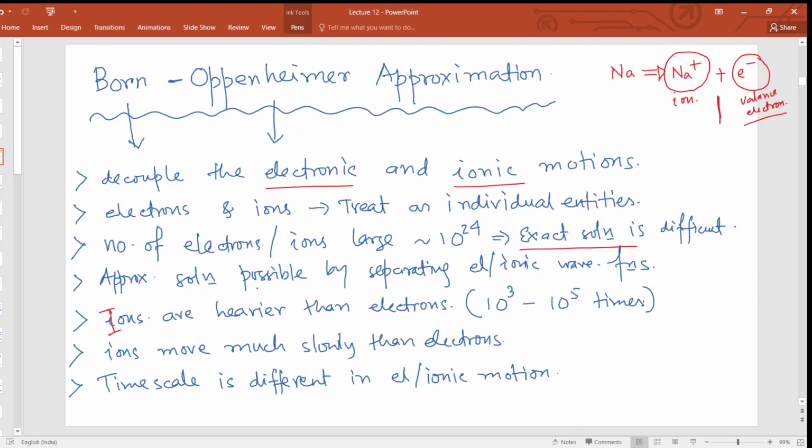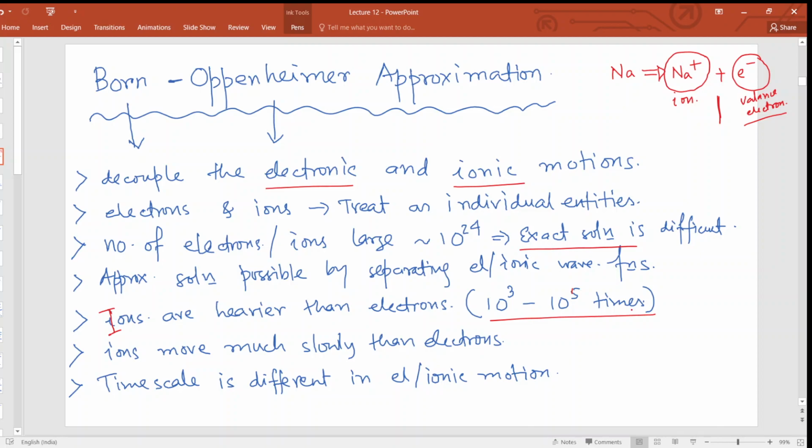So ions are comprised of electrons and the nucleus. The nucleus is heavier, and the rest of the electrons too, except the valence ones. Since ions have a nucleus in them, they are quite heavy, typically 10 to the power 3 to 10 to the power 5 times heavier than the electron. As a result, they will also move much more slowly.